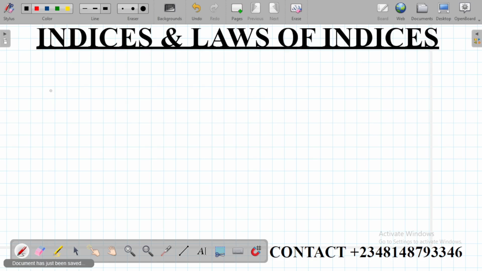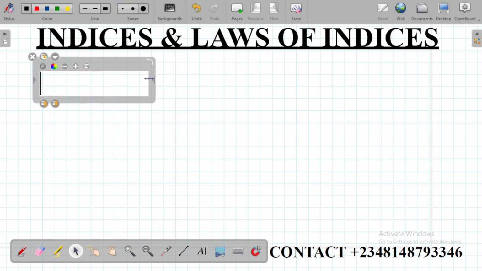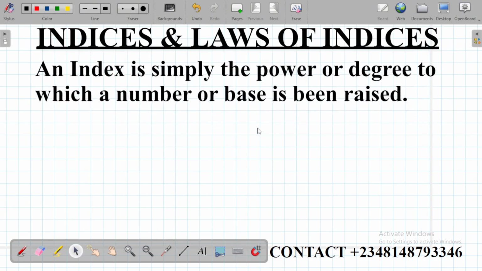So what is indices? Indices is the plural form of the word index. So what is an index? An index is simply the power or degree to which a number or base is being raised.